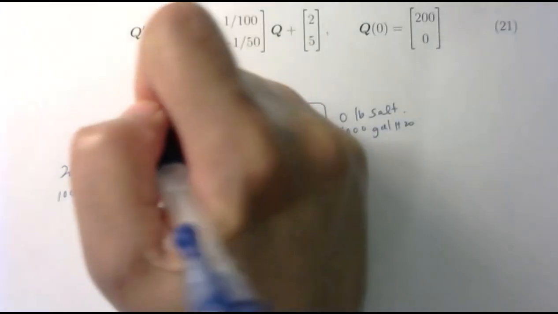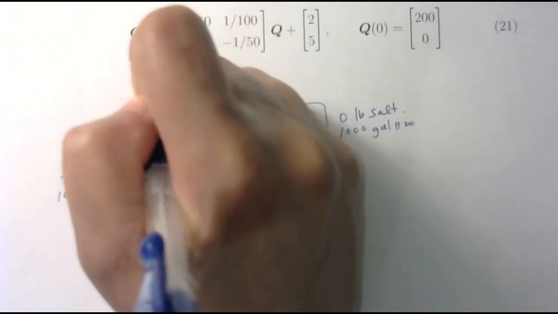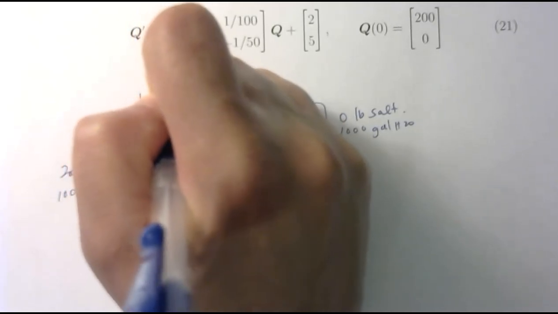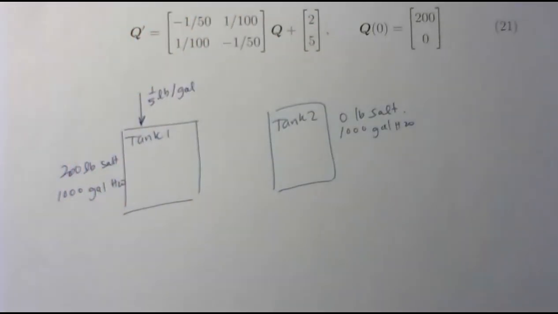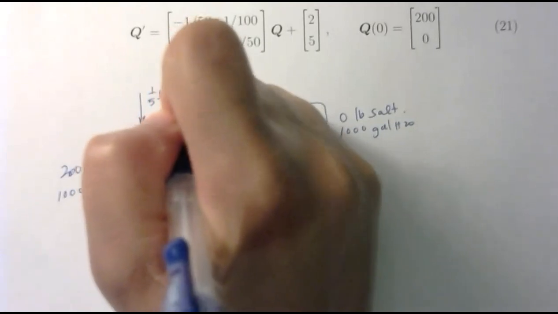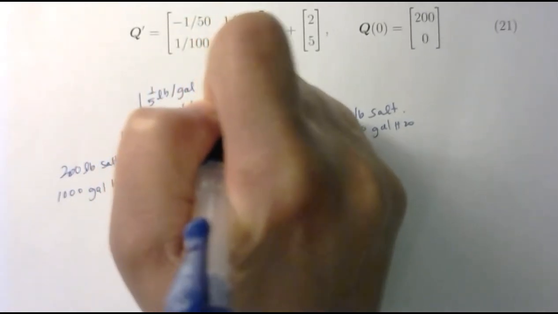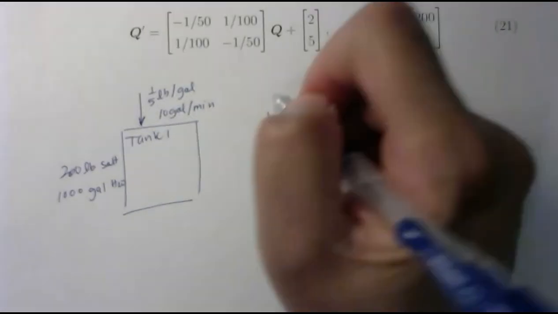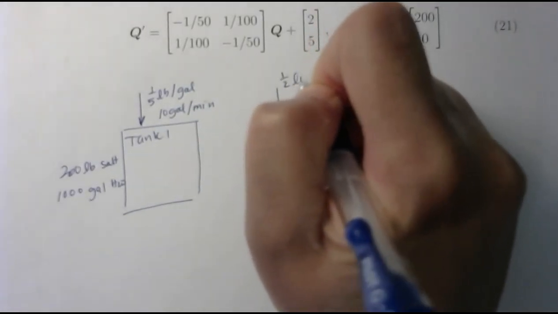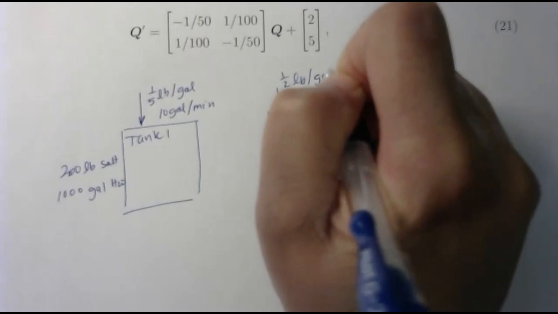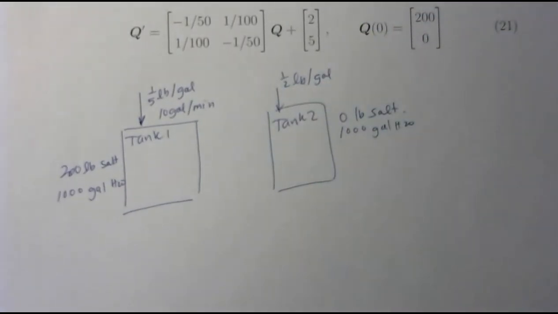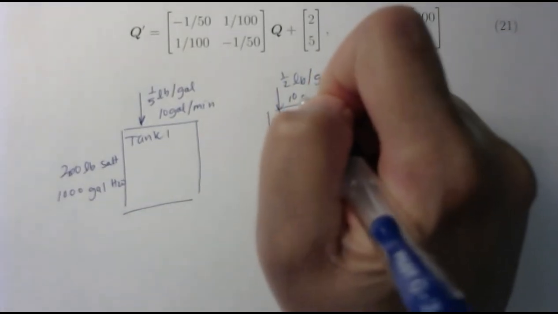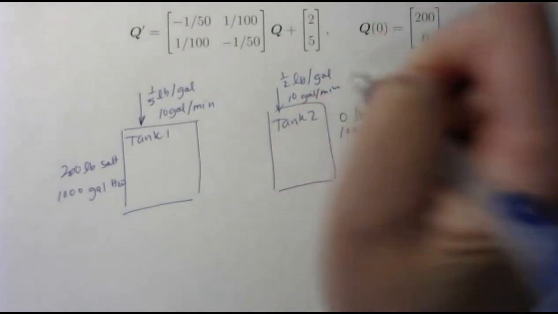Starting at time equal to 0, salt water with a concentration of 1/5 pounds per gallon flows into tank 1. So I have an inflow of 1/5 pounds per gallon at a rate of 10 gallons per minute. And saltwater concentration of 1/2 pounds per gallon flows into tank 2 at 10 gallons per minute.